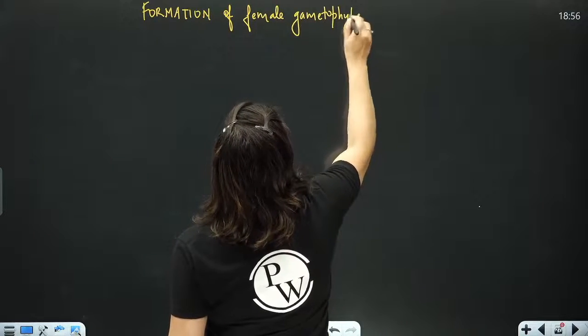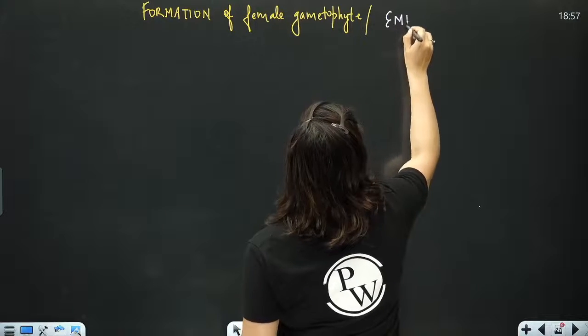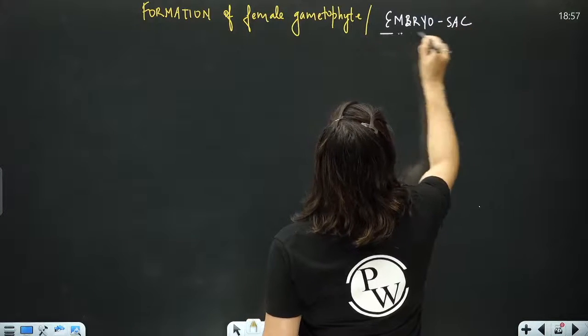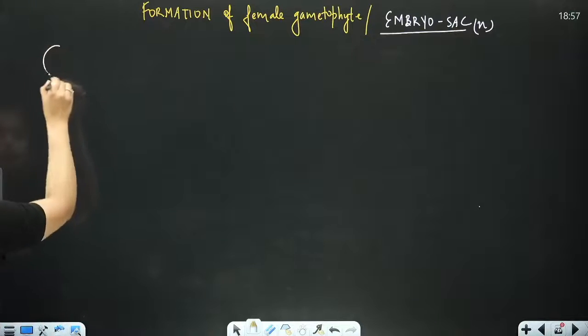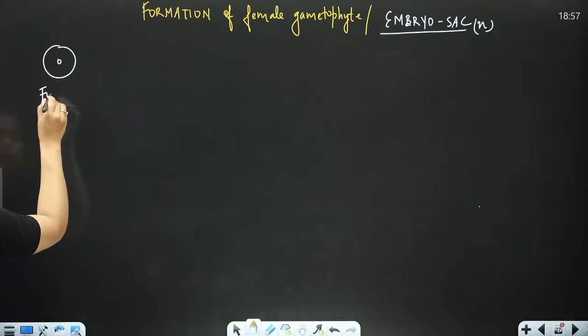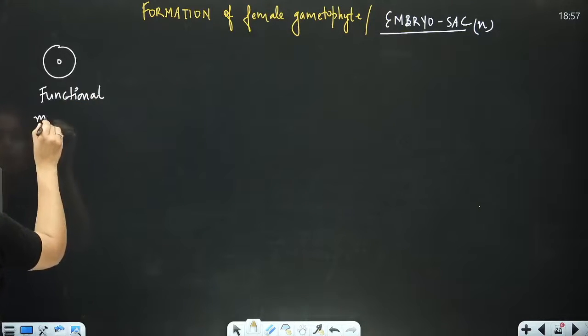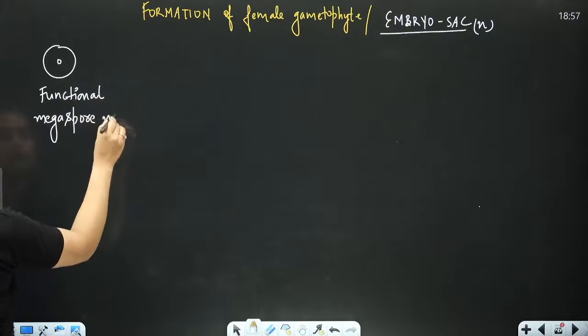Formation of the female gametophyte or embryo sac, which is a haploid structure. Now, what will happen? This functional megaspore will undergo many changes. This is a functional megaspore which was present towards the chalaza.